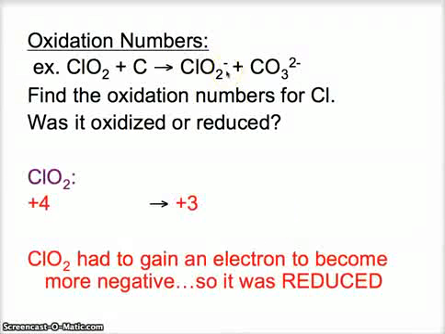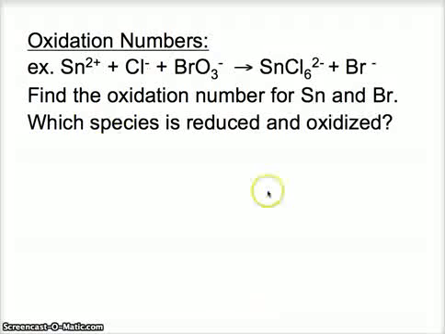As a result, if you compare the two, you start with +4 for chlorine and you end up with +3 as a product. So in order to go from +4 to +3, it must have gained an electron. So it was reduced. Let's do this for another example. We have tin and bromine. Find the oxidation numbers for both of these before and after. Which one was reduced and which one was oxidized?